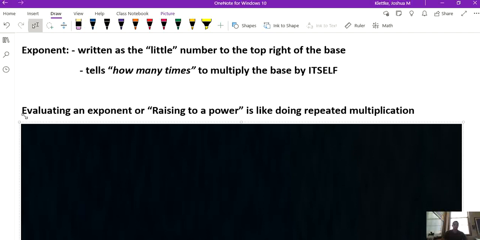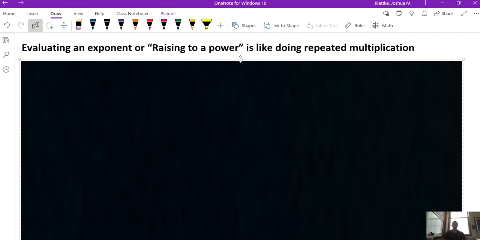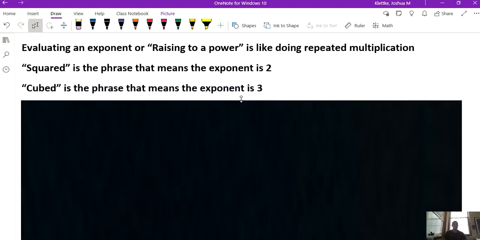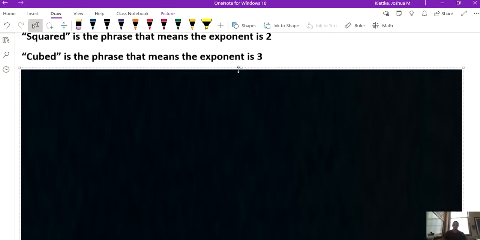You're going to see the word evaluating. Evaluating an exponent or raising to a power is like doing repeated multiplication. We're going to look at two forms called the expanded form and the evaluated form. First thing you should have down is that squared is specifically talking about the exponent of 2. Cubed is specifically talking about the exponent of 3.